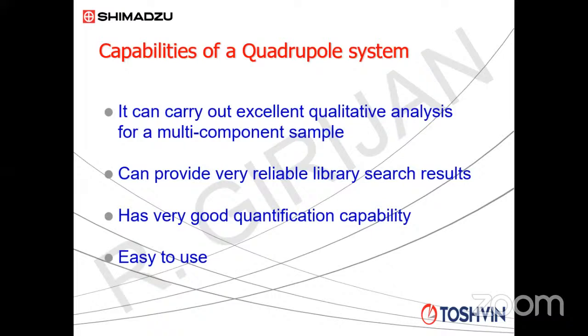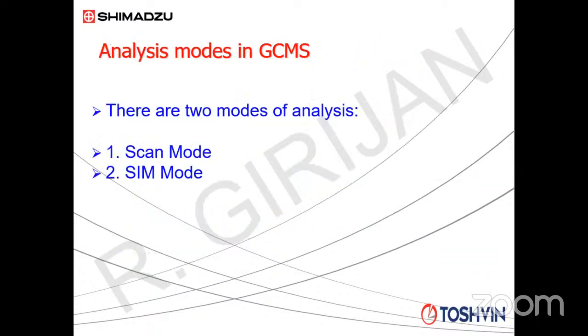That is where sometimes your ion trap can have a problem. But your quadrupole system can always offer you a very reliable library. That is why it has become very famous for qualitative identification using library search in GCMS. And it has also got very good quantification capability. You can do absolute quantification also using quadrupole systems, and it is easy to use. So these are some of the important features of a quadrupole system.